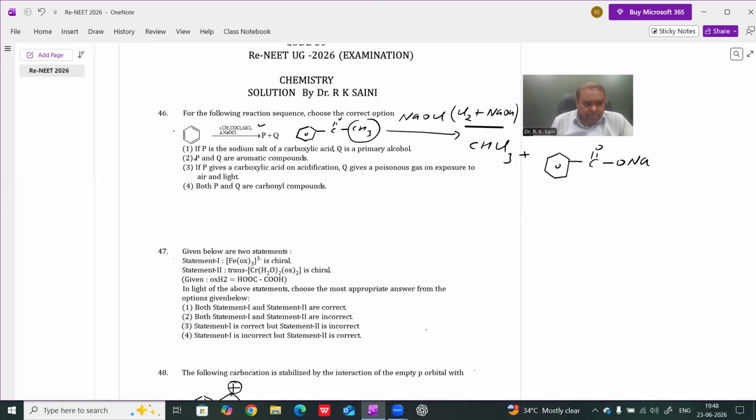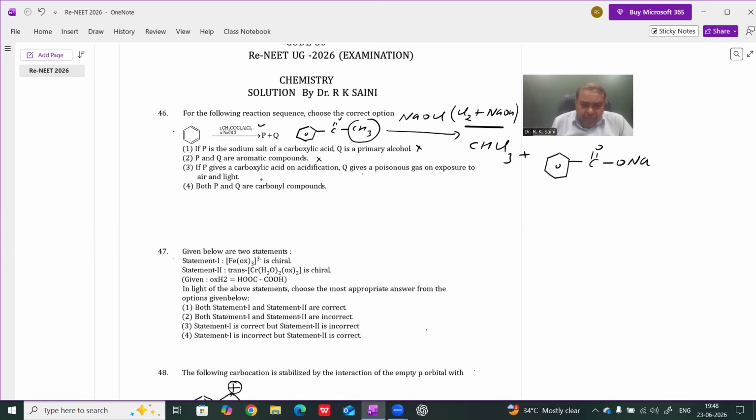Now, check the options. If P is a solution of sodium salt of carboxylic acid, then Q is primary alcohol. It is incorrect. Among chloroform and sodium benzoate, one is P and the other is Q. Therefore, this option is incorrect. P and Q are aromatic compounds, incorrect, because one compound is aromatic and the other one is non-aromatic.